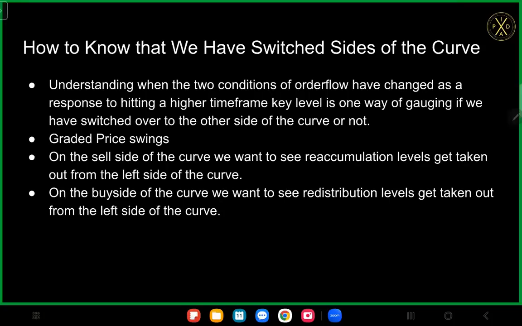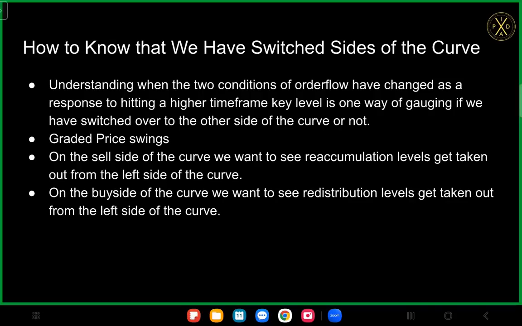All right, so here's one more advancement, and I've alluded to some of the stuff that we're going to talk about in this slide in the earlier slides, but now let's really put the pieces together here. So how do we know that we have switched sides of the curve? Well, understanding when the two conditions of order flow have changed as a response to hitting a higher time frame key level is one way of gauging if we have switched over to the other side of the curve or not.